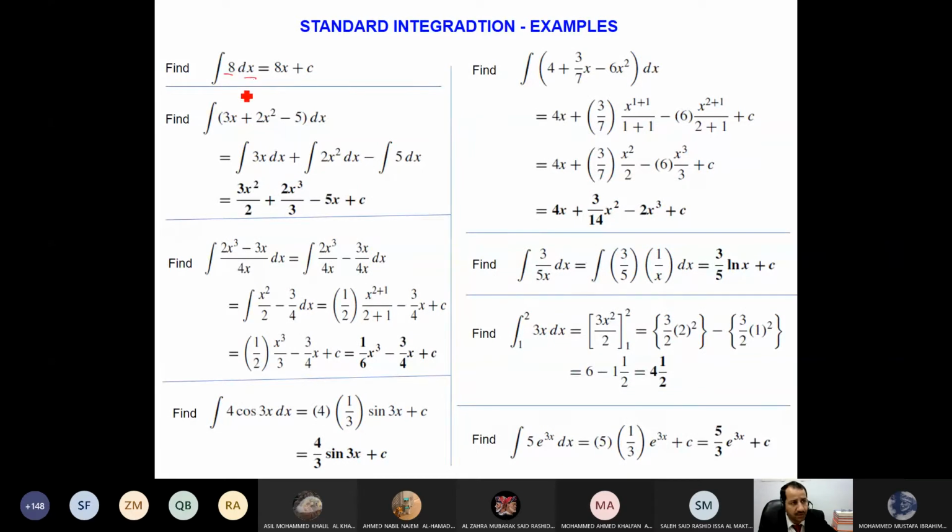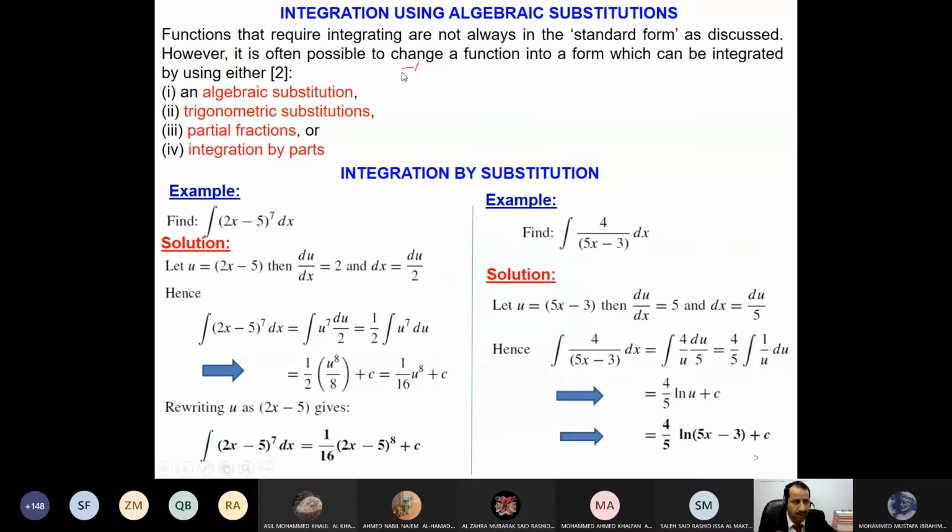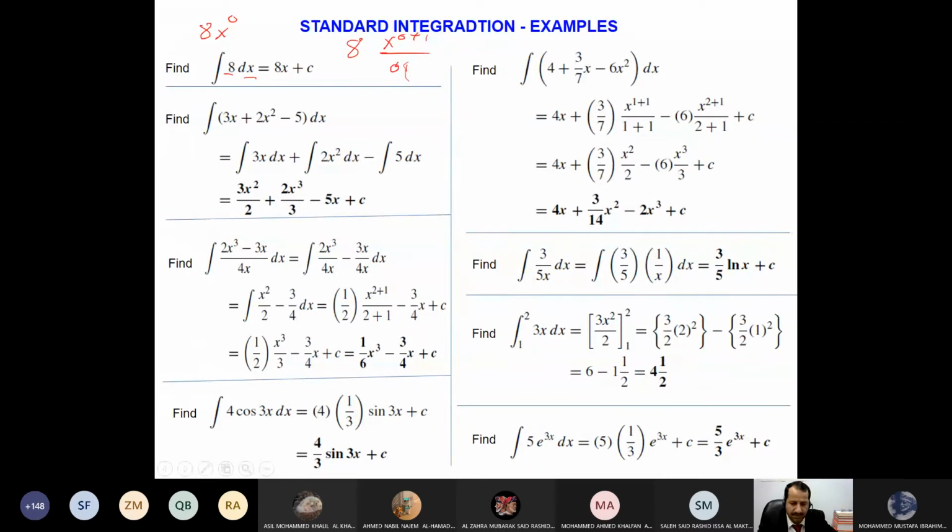Integration of 8 with respect to x: 8 is 8 multiplied by x to the power 0, because x to the power 0 is 1, so x is not there. If I integrate according to the formula, ax to the power n plus 1 over n plus 1, I get 8x to the power 0 plus 1 over 0 plus 1, which means 8x. I add c as a constant.